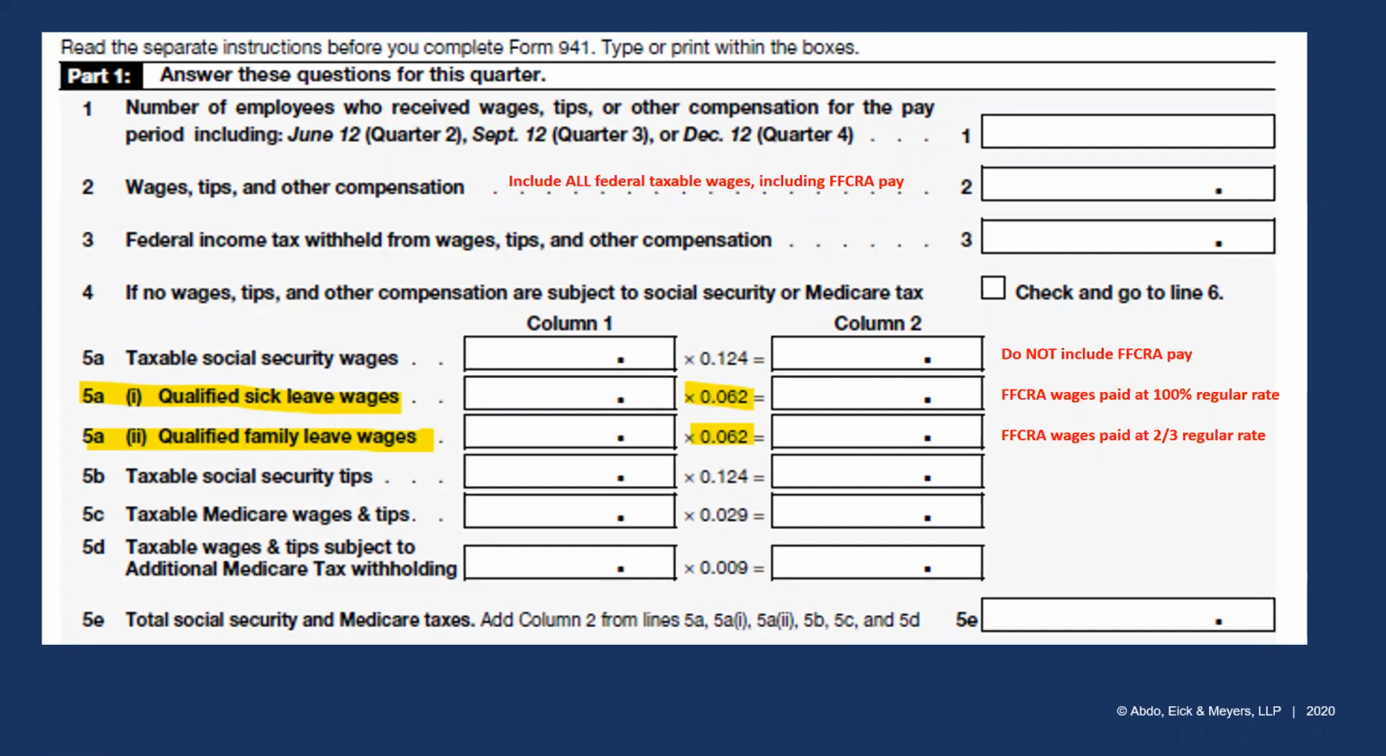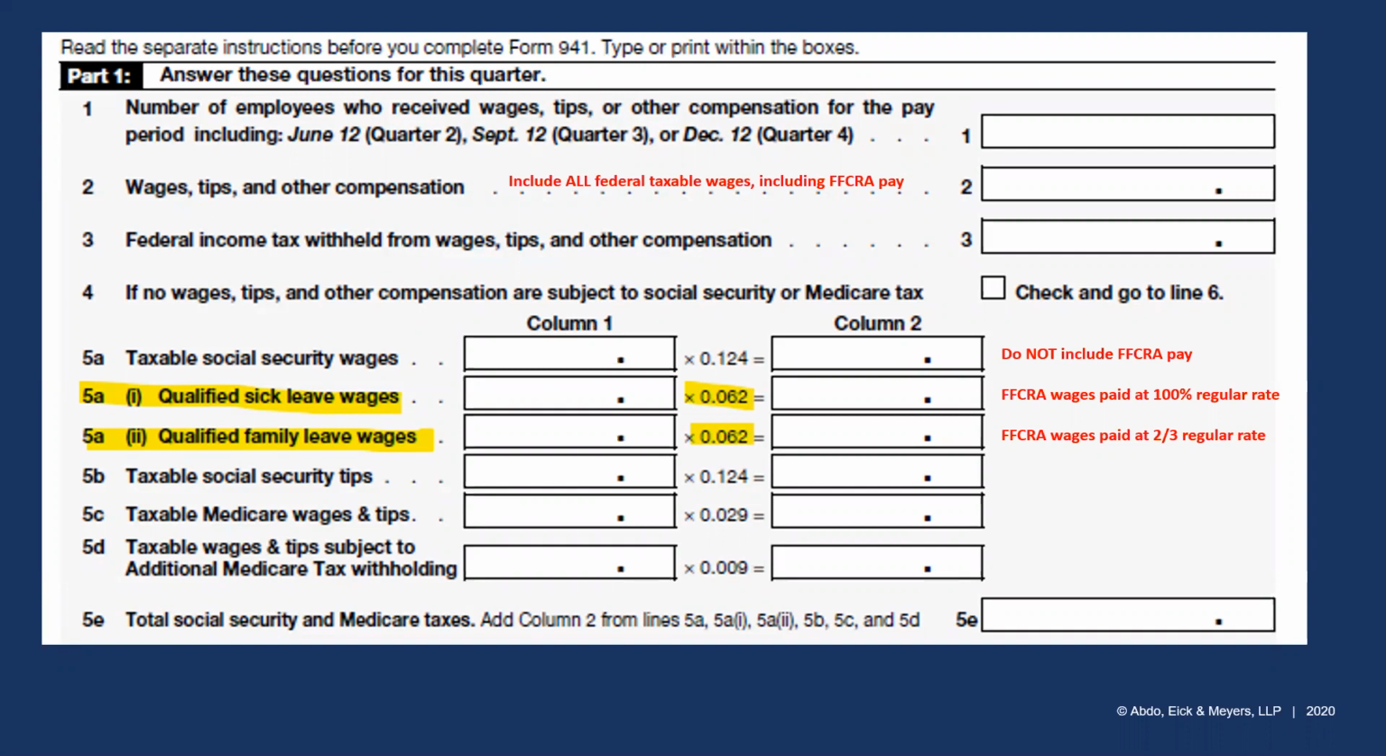So as we said, there's a lot of the form that hasn't changed. And for employers that don't have any FFCRA payments and don't have any credits or tax deferrals that they're applying for, they really can kind of breeze through some of the new lines and sections. However, for a governmental employer that did have some FFCRA payments that were paid out during the year, we'll kind of walk through how that needs to be reported.